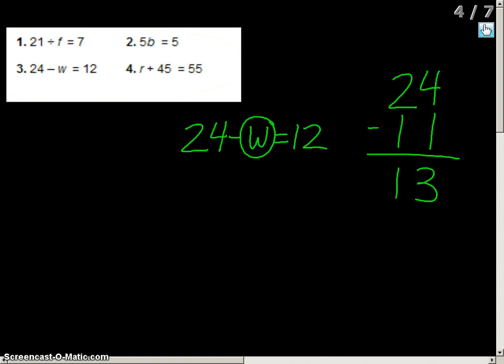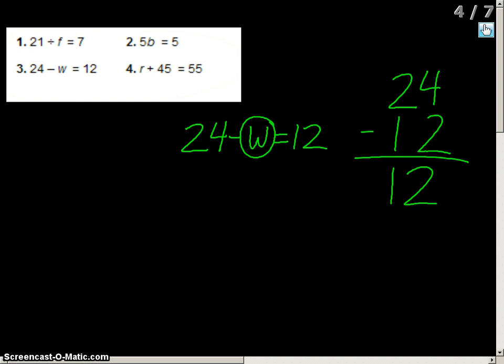I tried a number, I checked it, and it does not work at all. So now I'm going to revise it. I'm going to erase this part here. I'm going to try a new number. So I'm going to try 12. 24 minus 12 equals 12. Okay, and that's going to work for the problem.